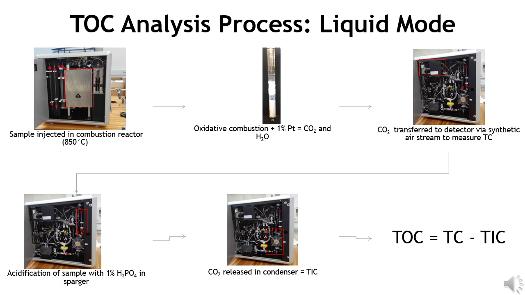The next step involves the acidification of the sample with 1% phosphoric acid in the acid sparger to a pH below 2, and the carbon dioxide gas is released into the condenser. The released carbon dioxide gas content is measured by the NDIR detector and quantified as total inorganic carbon. The total organic carbon is then measured by the difference between the total carbon and the total inorganic carbon.